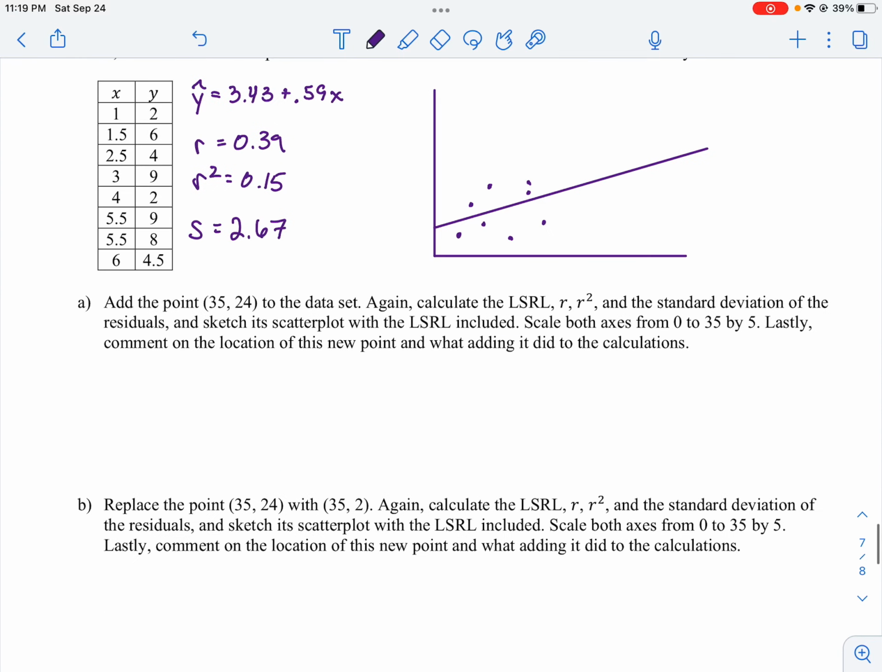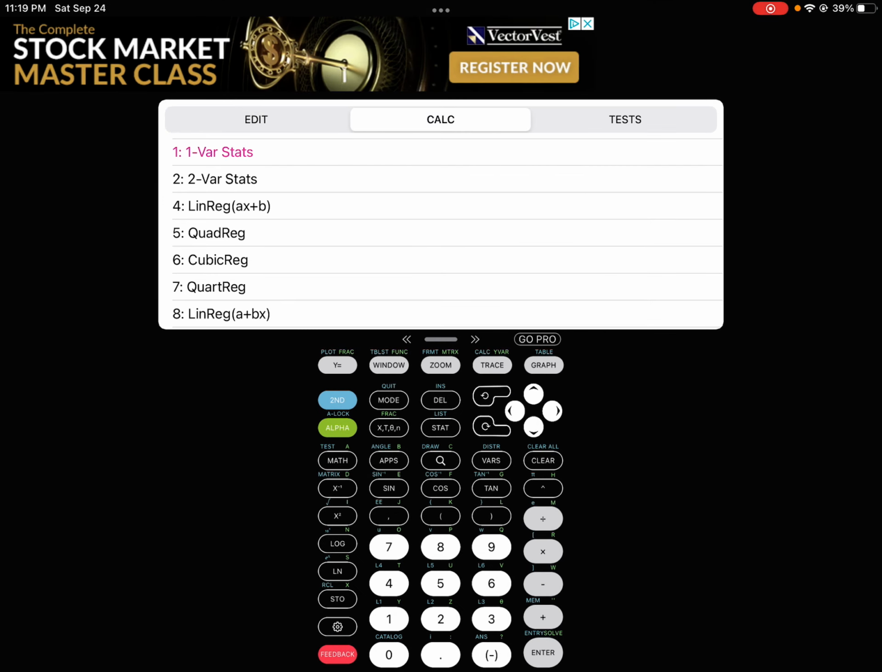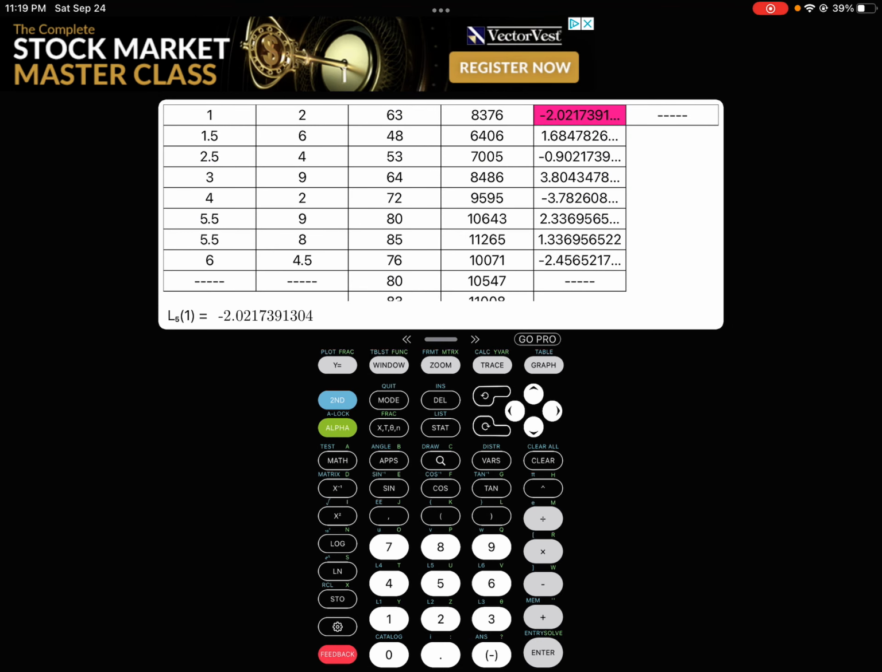Now, the next thing it's going to ask us to do is add this point, 35, 24, to the data set. So, I'm going to edit list 1 and list 2.